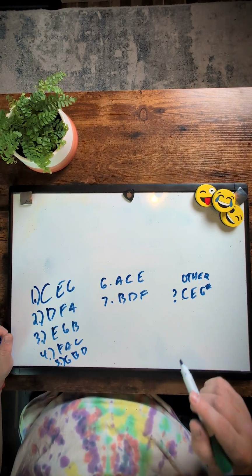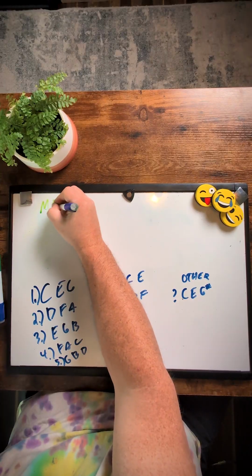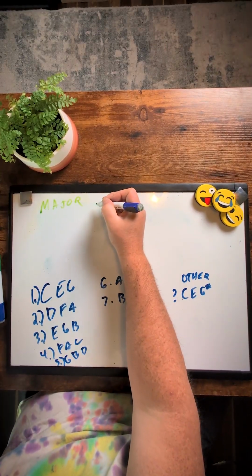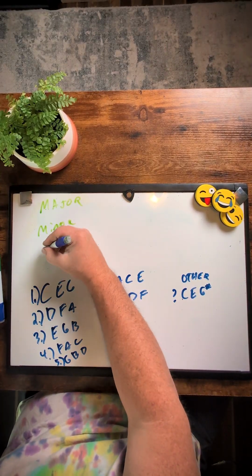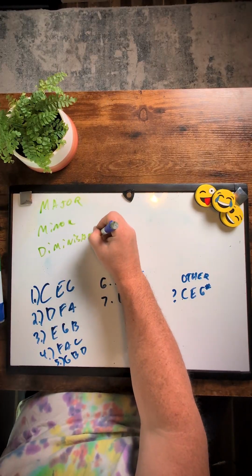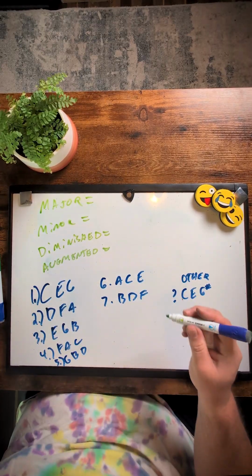There's only a couple types of triads. First, we have a major triad. Then we have a minor triad. Then we have diminished. It's a big word. And then we have augmented. Here's how this works.